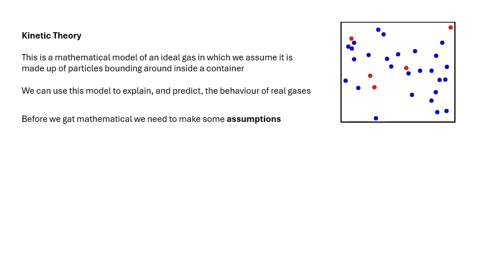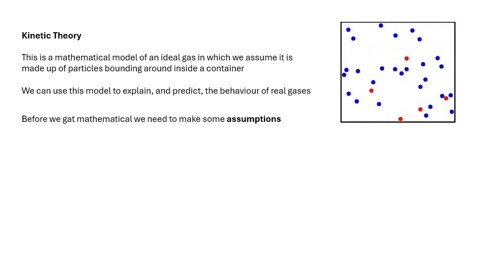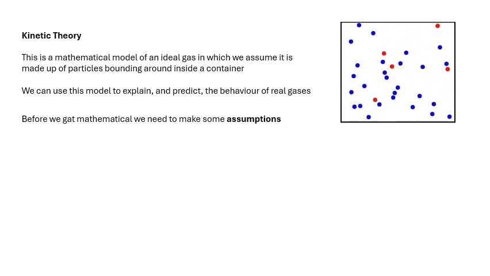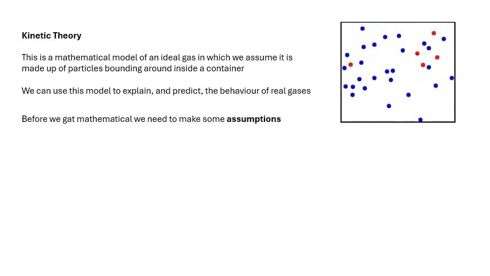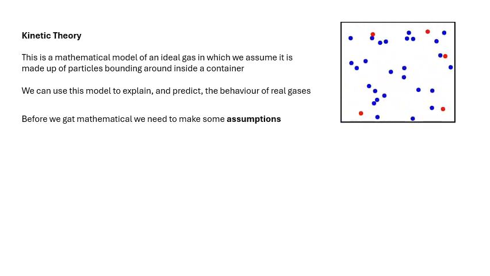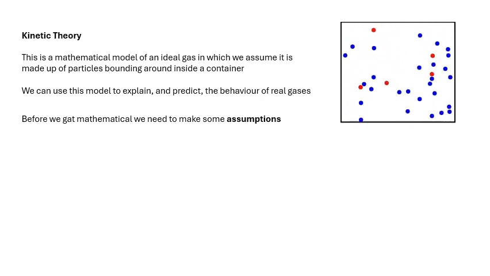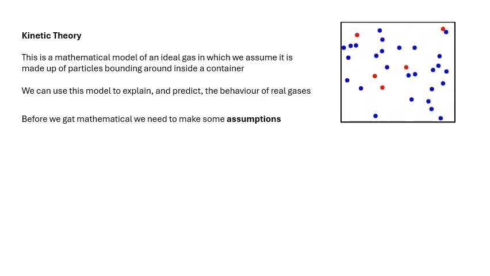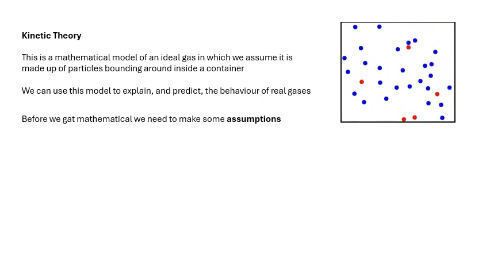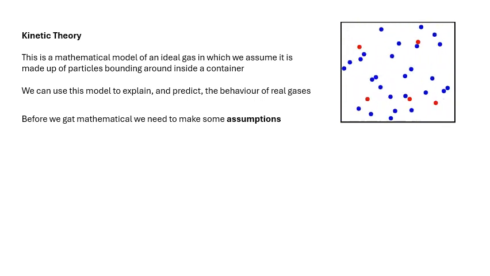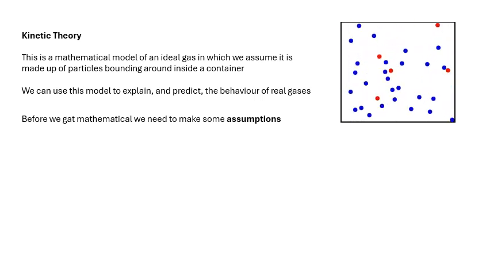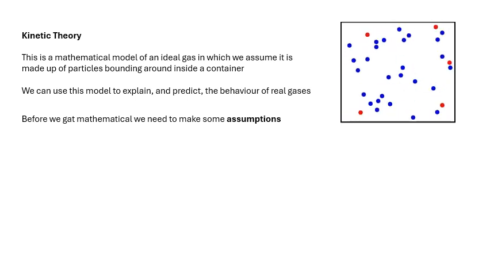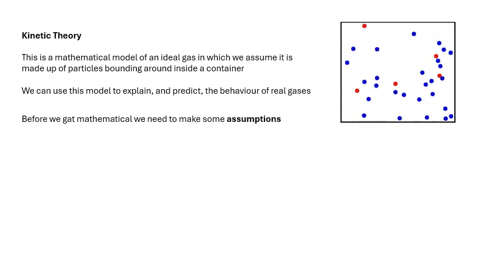So, kinetic theory. What is kinetic theory? Well, it's a model of a gas. We think about a box full of lots and lots of little particles bouncing around on the walls of the container, and that is our model of a gas. Okay, and we can use this model to explain the properties of gases, and we can actually predict the behavior of real gases using this model. This is a model of an ideal gas.